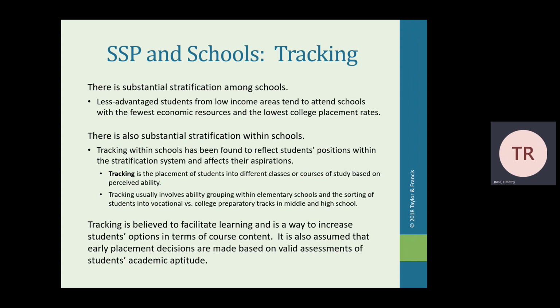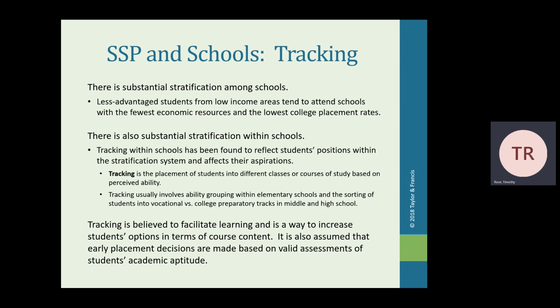Now, tracking usually involves ability grouping within elementary schools and sorting of students into vocational versus college prep tracks in middle and high school. So the idea is we see what your ability looks like in elementary school, and then we put you in one of two paths when you get to middle or high school to train you either in college prep or vocational training. Of course, as we already know, your placement within a larger system of stratification is going to have an impact on your ability within school.